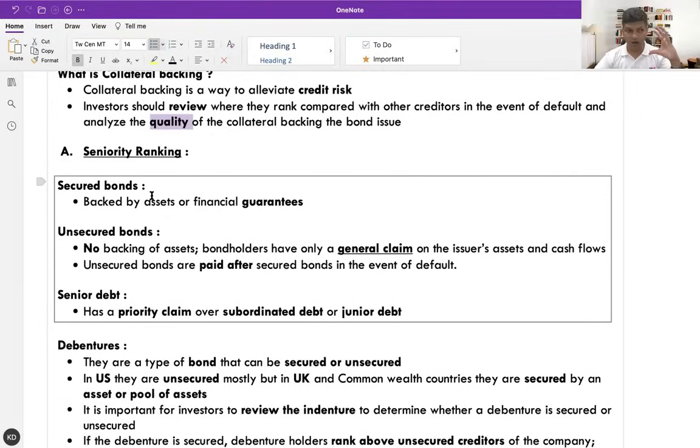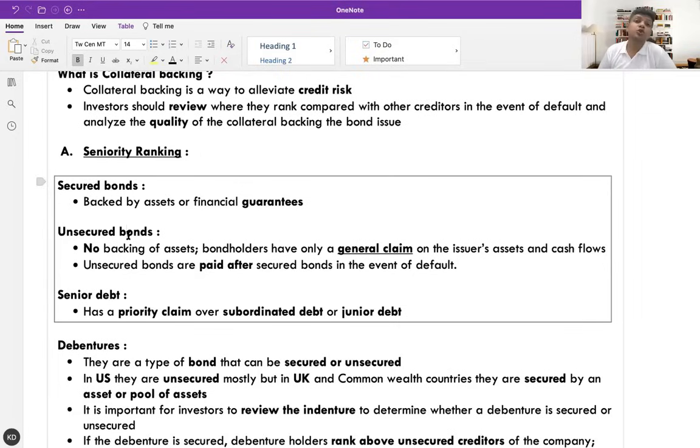So in a particular bond structure of a company, you have secured bonds and unsecured bonds. What are secured bonds? Those bonds which are backed by some financial asset or some financial guarantee. Correct? For example, let's say I've issued a $100 million bond, and against that I've put up a bank guarantee of $100 million, or I have an asset attached to it which is worth $100 million, right? Those are called secured bonds. Why? Because they have a specific claim on the asset. Correct? Now, what is an unsecured bond?